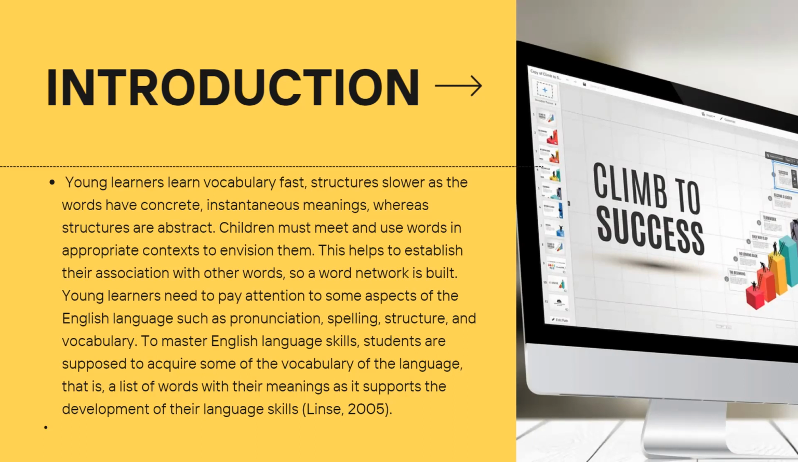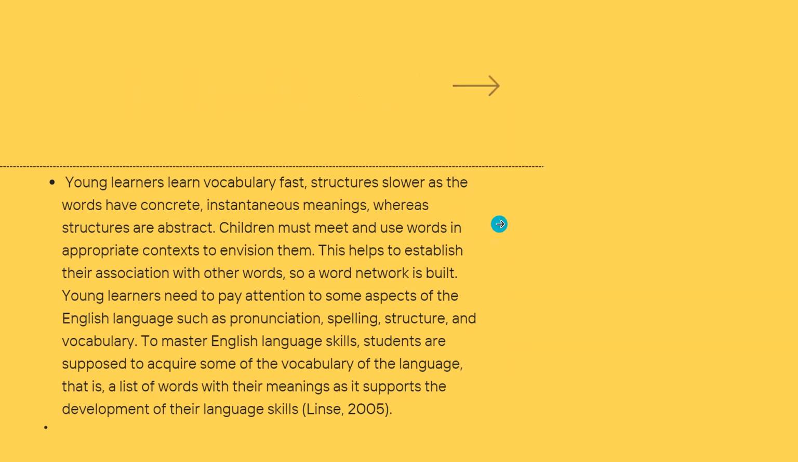Young learners need to pay attention to some aspects of the English language, such as pronunciation, spelling, structure, and vocabulary. To master English language skills, students are supposed to acquire some of the vocabulary of the language, that is, a list of words with their meanings as it supports the development of their language skills.